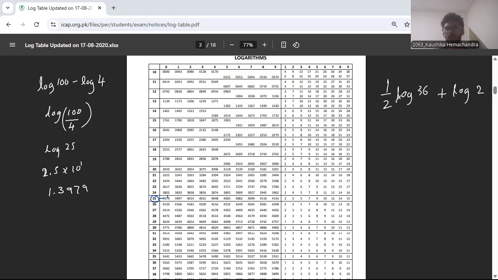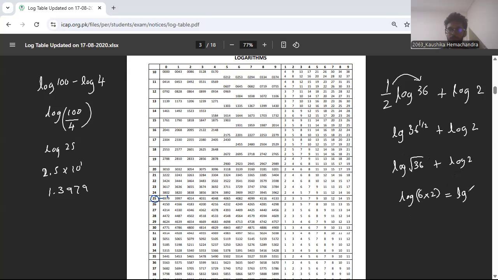So half log 36. Half is the power of 36 now. So log 36 to the power half plus log 2. Power half means it's the root, right? So log root 36 means log 6, plus log 2. So we can just multiply 6 by 2 now. So it's 12, no? Log 12.